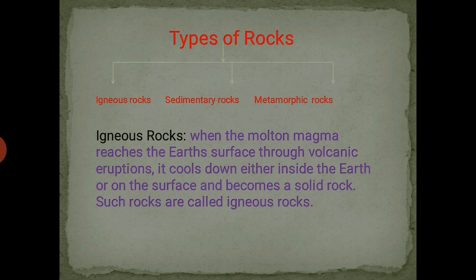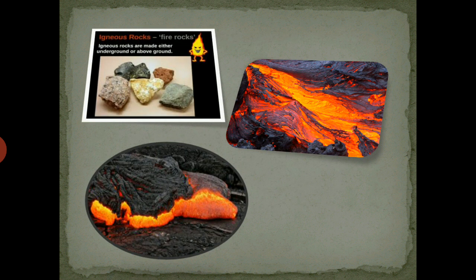Now, types of rocks. Children, on the basis of formation, rocks are classified into three types. That is, igneous rocks, sedimentary rocks, and metamorphic rocks. Igneous rocks. What are igneous rocks? The term igneous is derived from the Latin word ignis, meaning fire. Now, here the term has been used fire. Children, you should know that deep inside the earth, there is a molten material that is known as magma. And when this magma reaches the earth's surface, it is called lava. From this fiery material, igneous rock is formed.